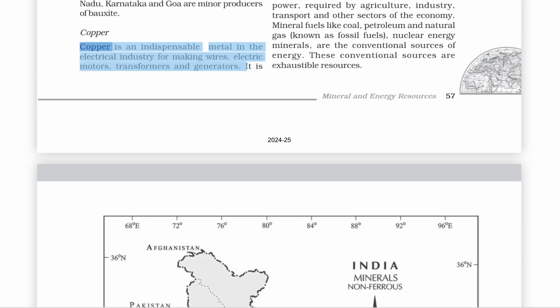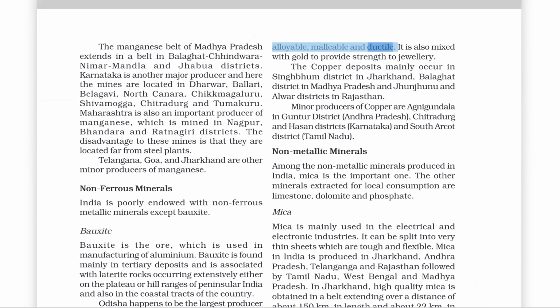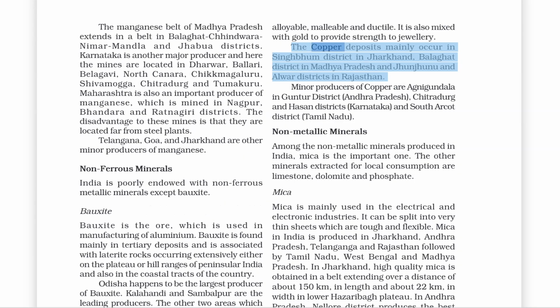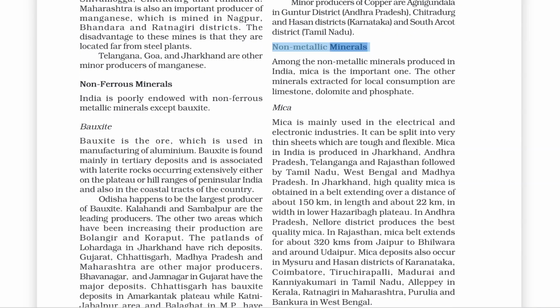Copper. Copper is an indispensable metal in the electrical industry for making wires, electric motors, transformers, and generators. It is alloyable, malleable, and ductile. It is also mixed with gold to provide strength to jewelry. The copper deposits mainly occur in Singhbhum district in Jharkhand, Balaghat district in Madhya Pradesh, and Jhunjhunu and Alwar districts in Rajasthan. Minor producers of copper are Agnigundala in Guntur district, Andhra Pradesh, Chitradurga and Hassan districts, Karnataka, and South Arcot district, Tamil Nadu.